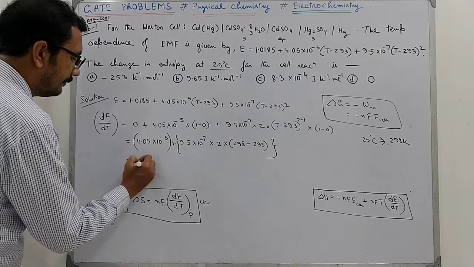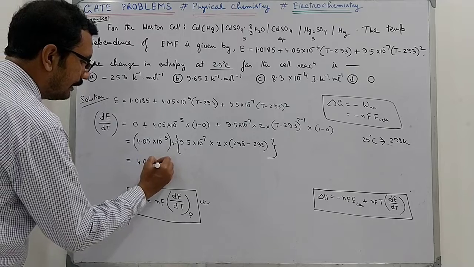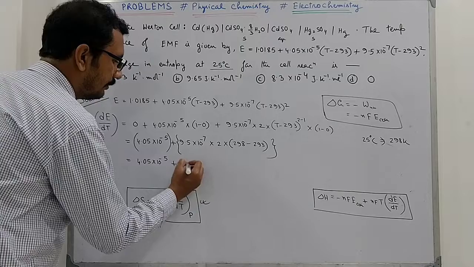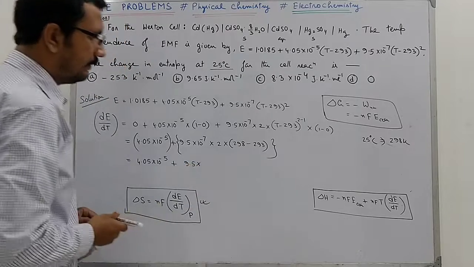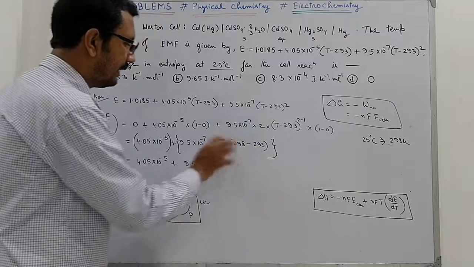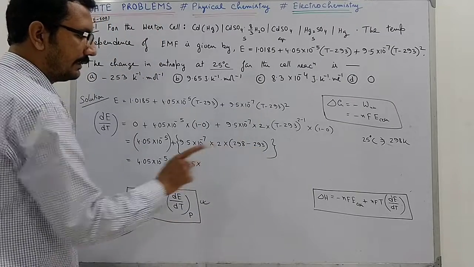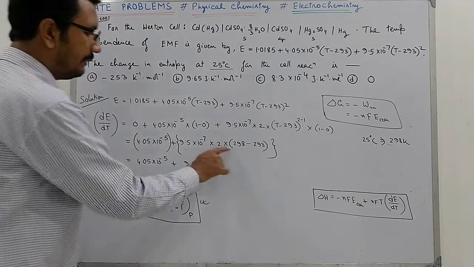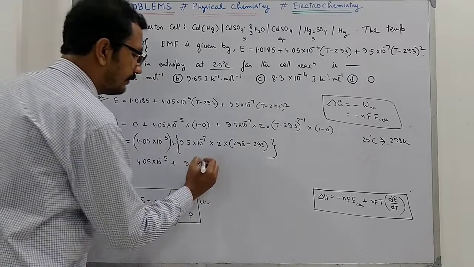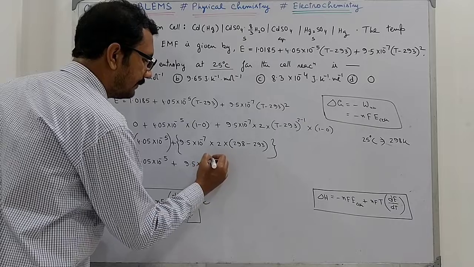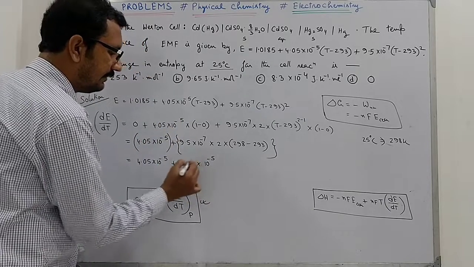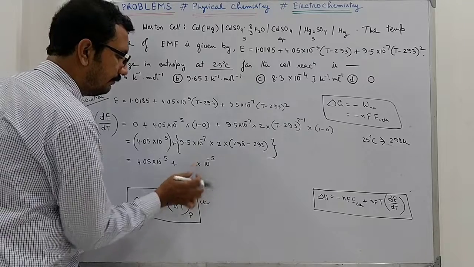So we have, see, 4.05 into 10 to the power minus 5 plus 9.5 into, see, this will give you 5. 298 minus 293 will give you 5, and 5 into 2 will be 10. Now you multiply this 10 to the minus 7 by 10, so that you will get 10 to the minus 6. Now you write here 10 to the minus 5. So there will be another 10 to the power minus 1. You multiply it here.